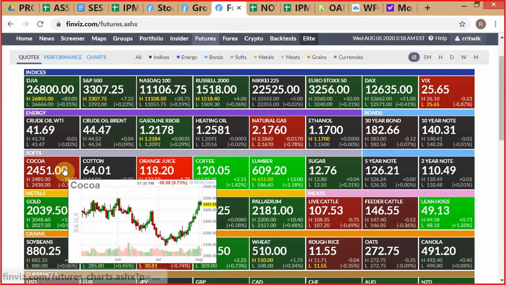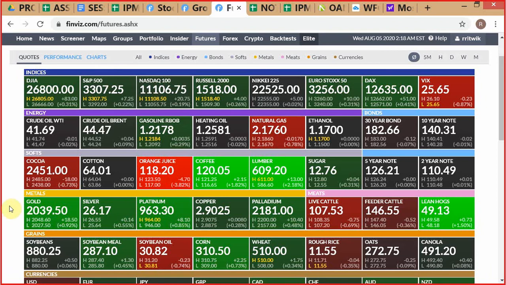Right. So when you look at a bunch of markets, if you can see here, I don't know if you guys can read. Can you read this stuff? This is cocoa without my highlighting. Next to cocoa is cotton, then there's orange juice. Are you able to read the names? Yes, sir. Okay, good.